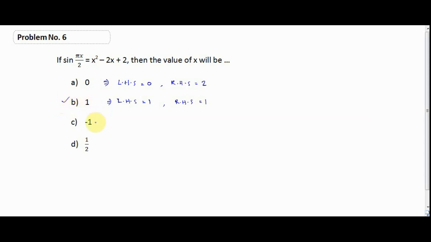Now if you substitute x equal to minus 1 and x equal to 1 by 2, you can see that this equation does not hold true. So therefore the right answer is given by option B, that is 1.